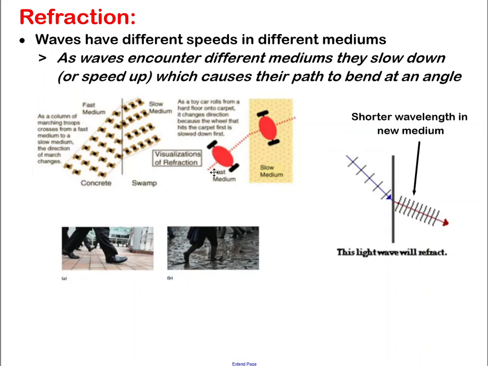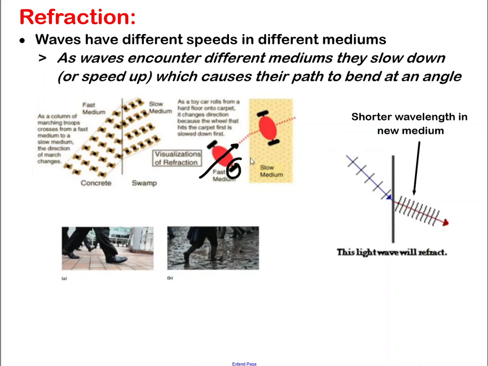In terms of this bending, I think a good way to visualize this is maybe you've seen those toys that have two wheels and they roll. So let's say this is a hardwood floor and carpet, right? So as these two wheels are going on this line, what's going to happen?